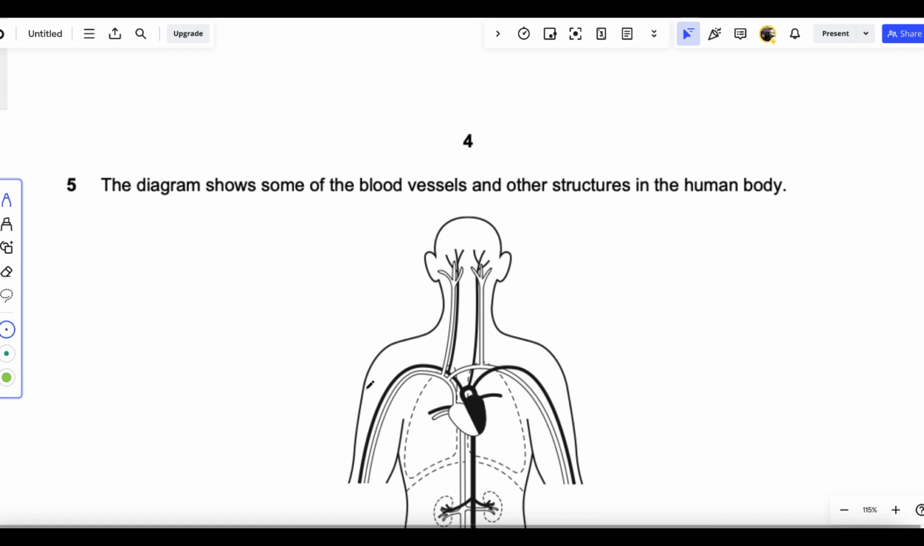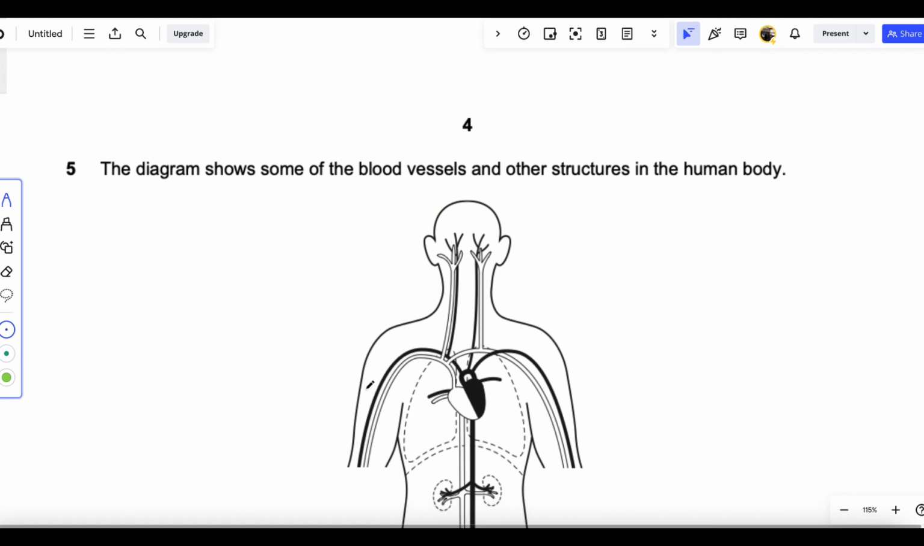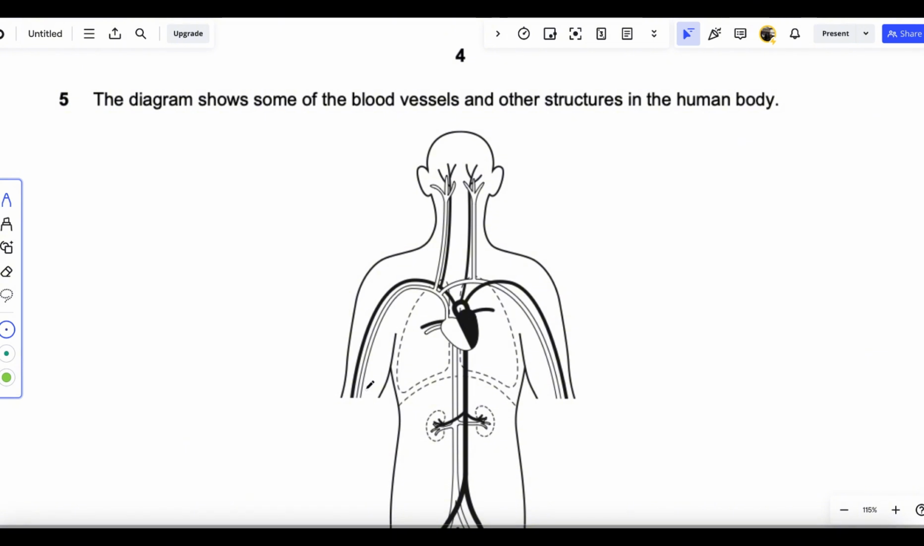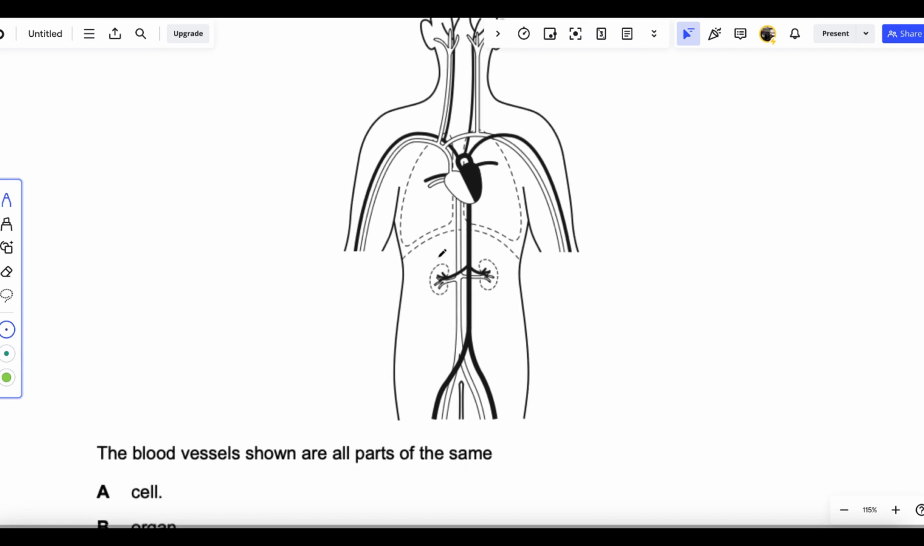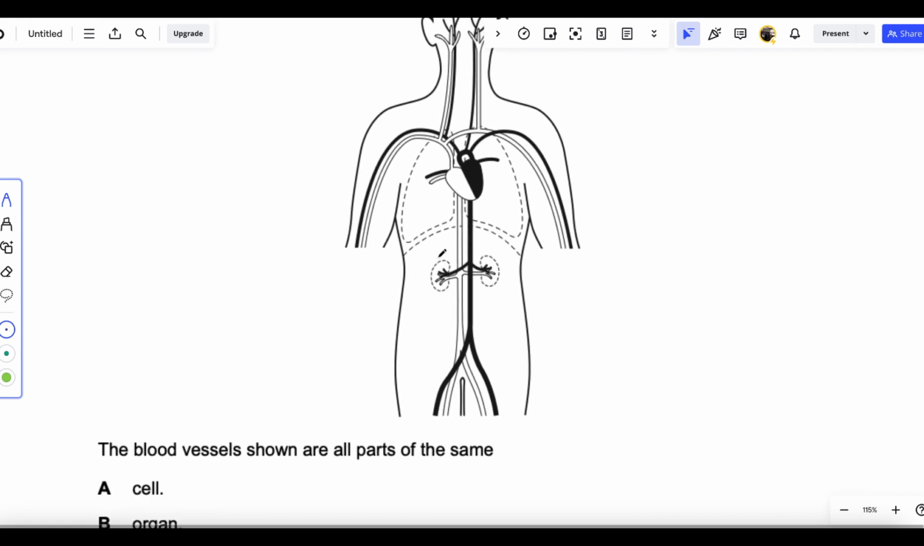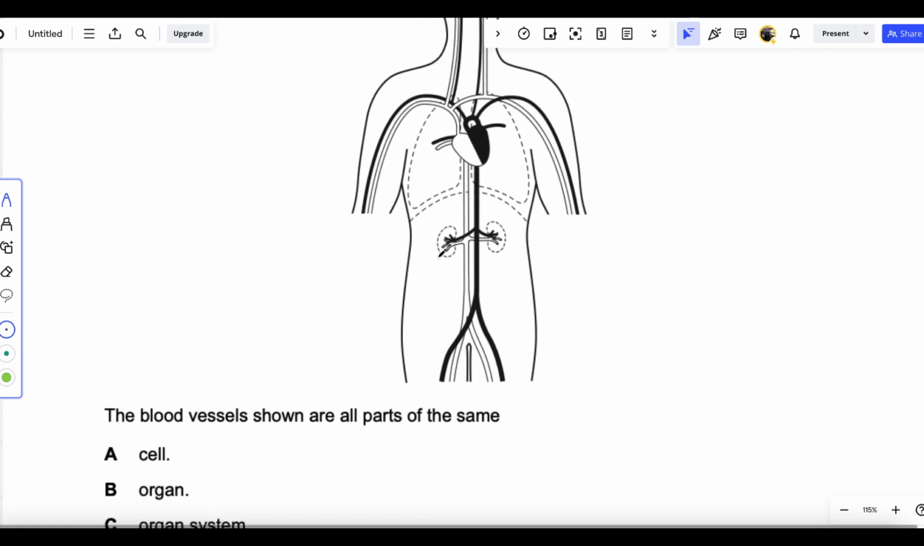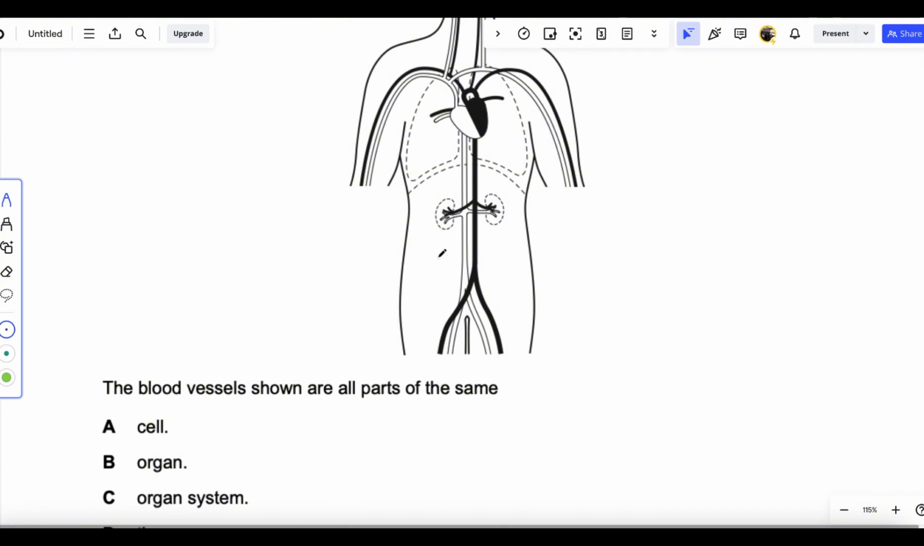Question number 5. The diagram shows some of the blood vessels and other structures in the human body. So they are showing you the blood vessels, you know, the arteries, veins, and the capillaries. That's what the diagram is showing. Now, the blood vessels shown are all parts of the same what? Are they all parts of the same cell? No. Are they all part of the same organ? No. Are they all part of the same organ system?